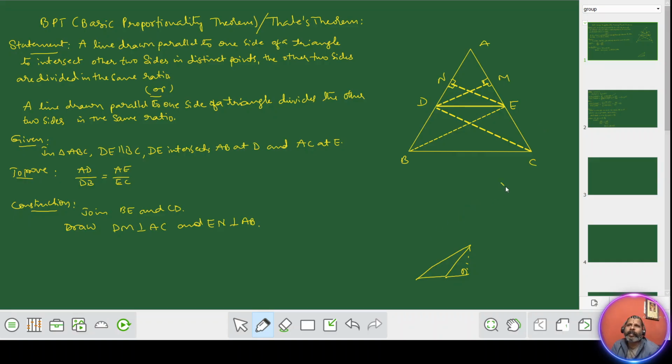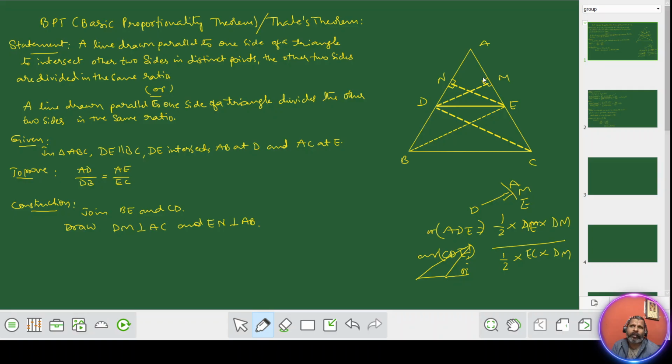Now I'll make AE as base and DM as height. So half into base, base means AE, into DM, which is the area of ADE. Similarly, area of CDE I will take. What is CDE? Area of triangle is half into base EC, and height is, extended EC will have DM as height, right? DM height.